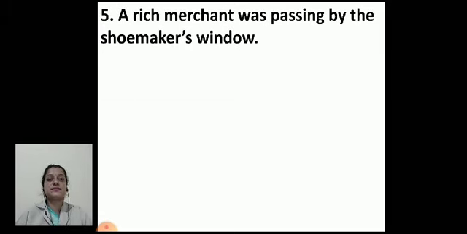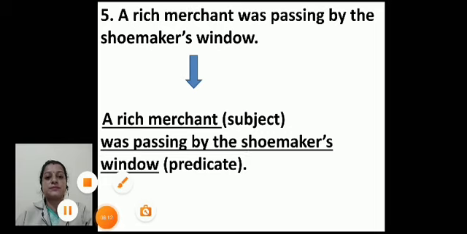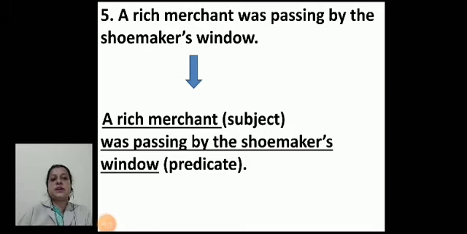The next example is, a rich merchant was passing by the shoemaker's window. Here, a rich merchant is the subject, and was passing by the shoemaker's window is the predicate. A rich merchant is a person we are talking about. Was passing by the shoemaker's window is telling us what the rich merchant was doing. So it's the predicate as it contains a verb also. So a rich merchant is the subject, and was passing by the shoemaker's window is the predicate.